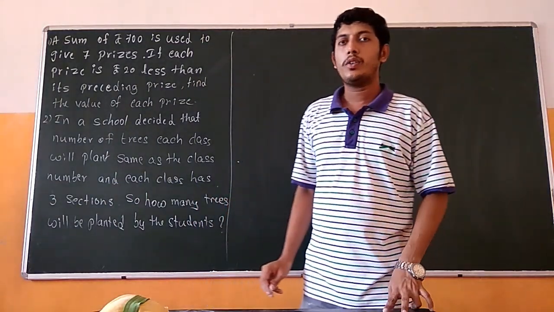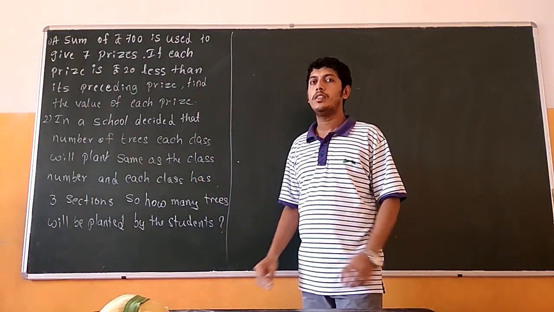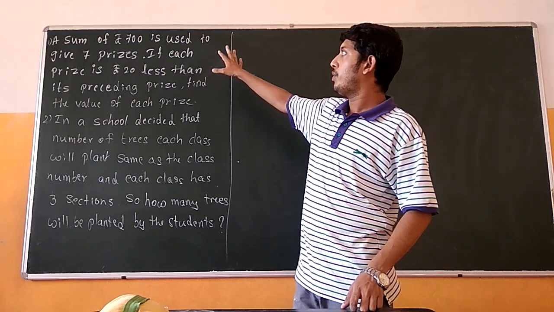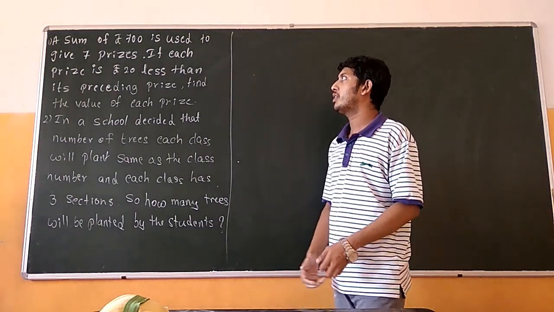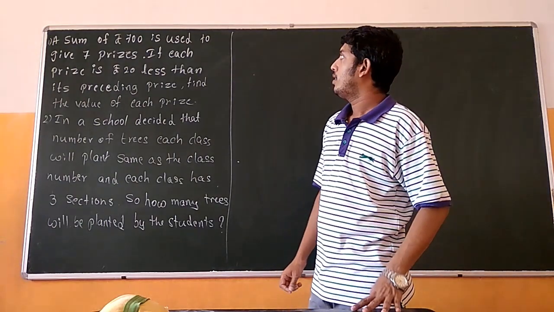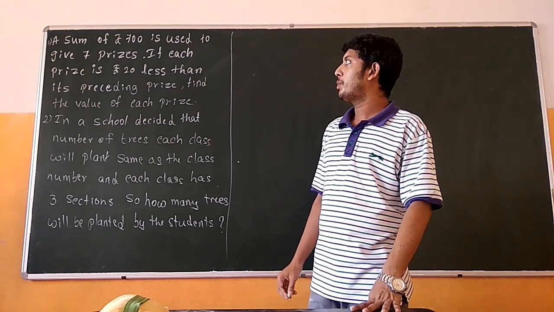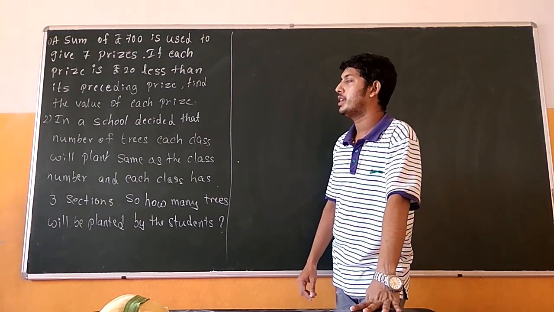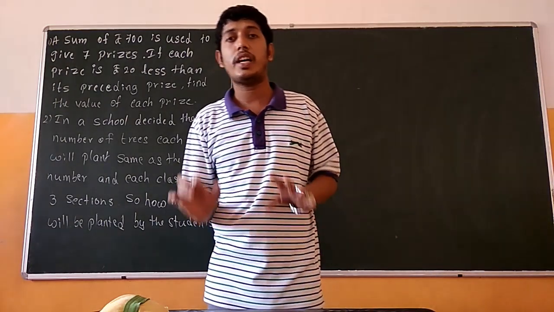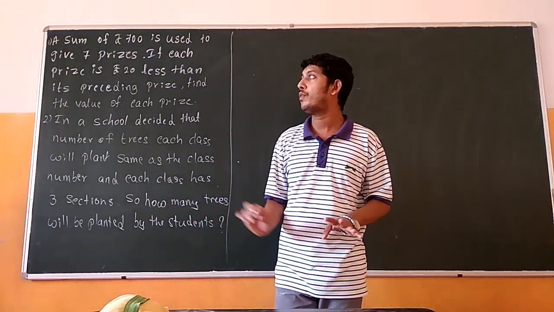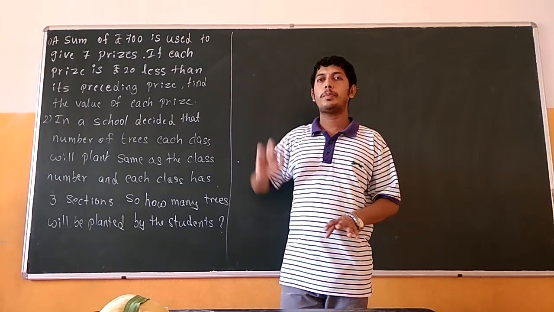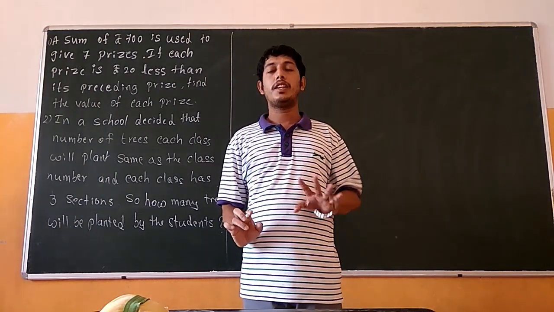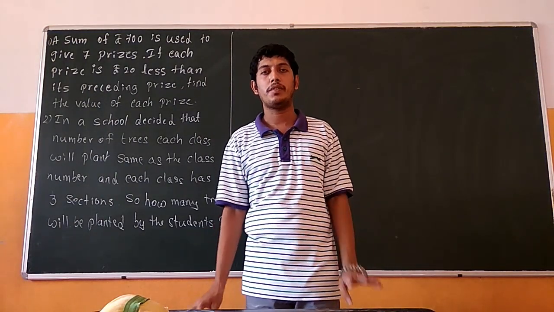So in this class we are going to learn these two problems. The first one is: a sum of rupees 700 is used to give 7 prizes. If each prize is rupees 20 less than its preceding prize, find the value of each prize. Here totally 700 rupees is spent for getting these prizes. Totally 7 prizes are present. That means the number of terms here is 7.